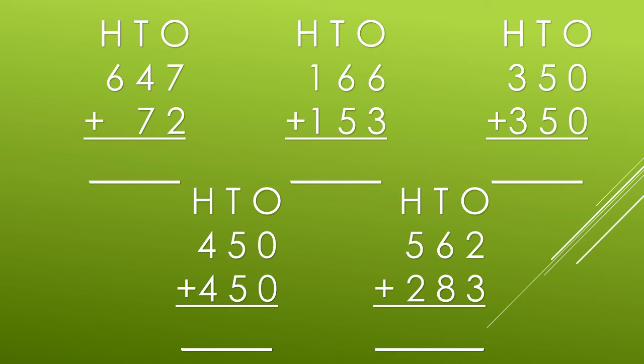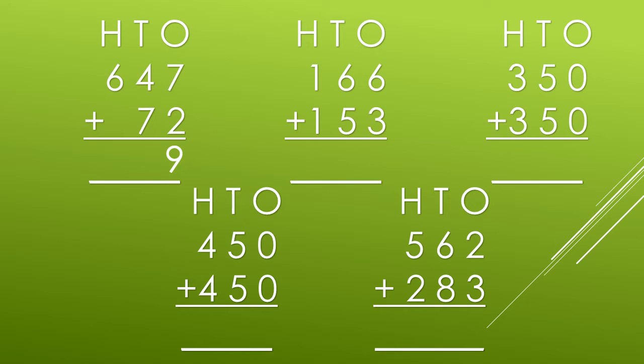In the next example, 647 and 72 are the numbers. Add the ones first. 7 plus 2 equals 9. Write 9 under ones. Now add the tens. 4 plus 7 equals 11.